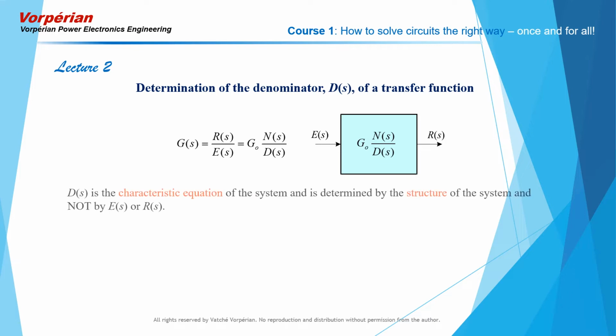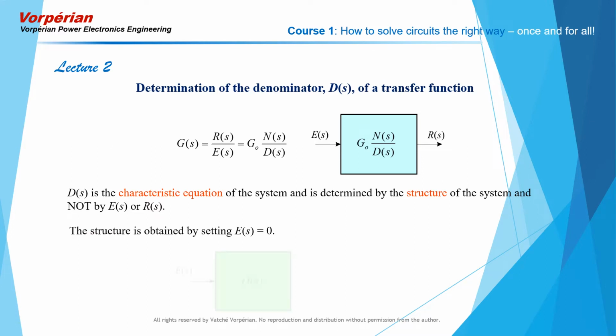Now, D of S, we said, is called the characteristic equation of the system and is determined by the structure at rest. In other words, D of S has nothing to do with the applied excitation inside the structure, nor does it have anything to do with the response anywhere inside that structure.